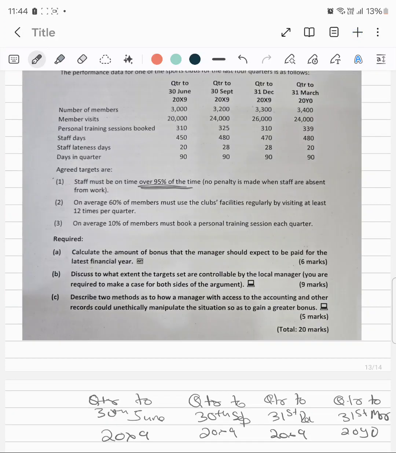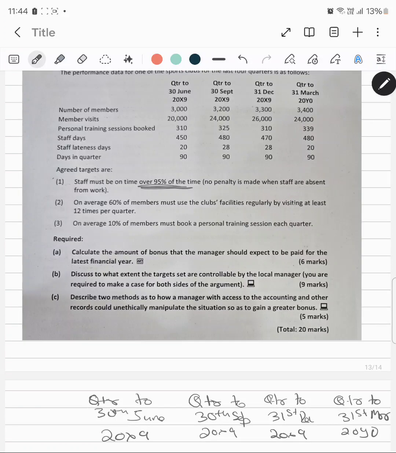The next target is on average 60% of the members must use the club's facilities regularly by visiting at least 12 times per quarter. Okay, so the target is 60% of the members must use the club's facilities. So how many members are there? 60% of the members use the club facilities regularly by visiting.